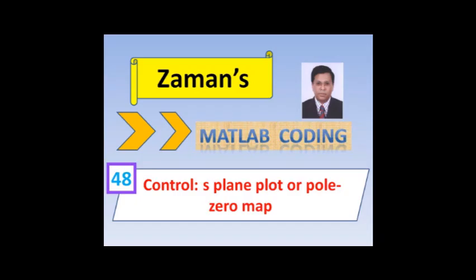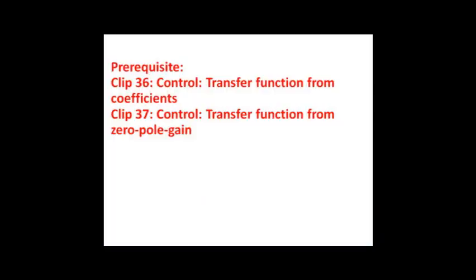In this clip, we are going to address how one can graph the S-plane plot or pole-zero map of a control system. Viewers need the background of clips 36 and 37. Clip 36 addresses how one can enter the transfer function of a control system from polynomial coefficients, and clip 37 addresses how one can enter the transfer function of a control system from zero-pole-gain information.